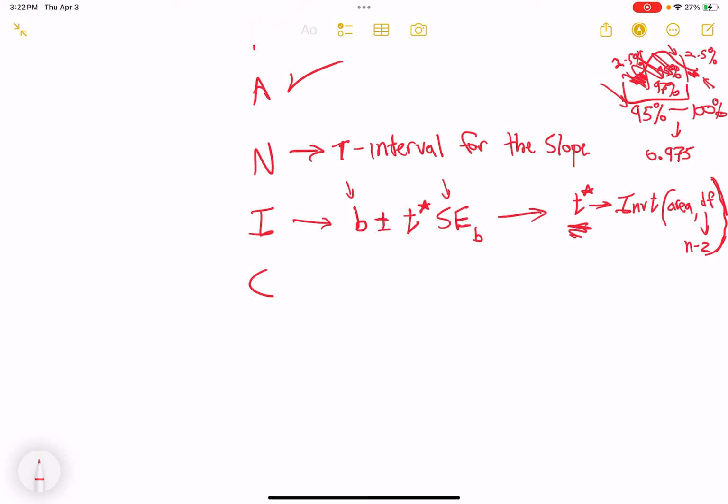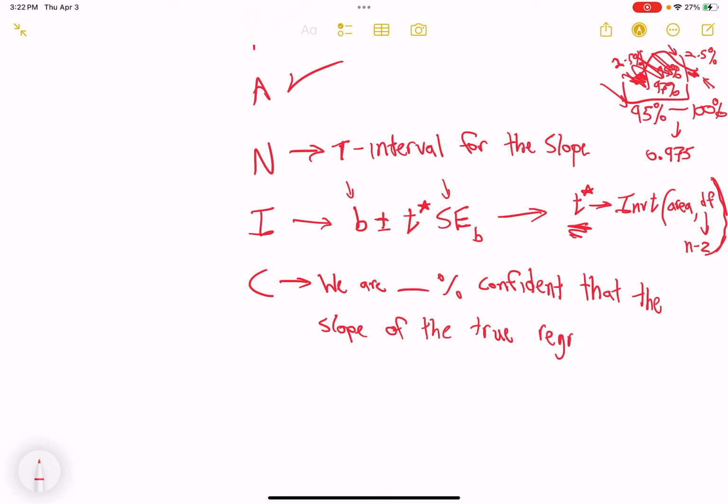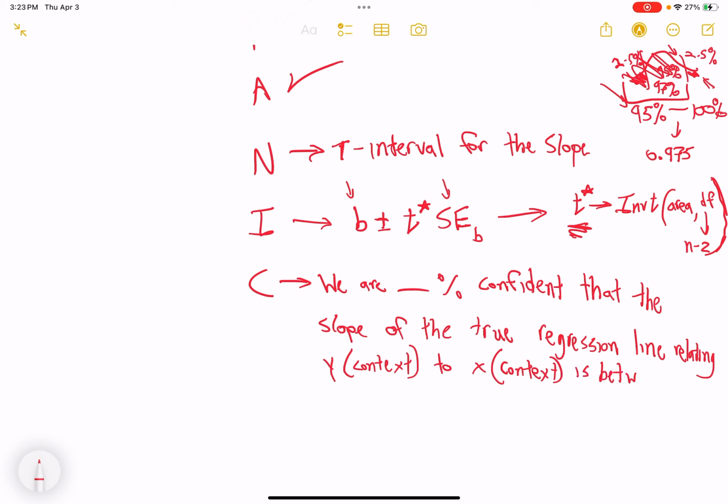And for our conclusion, we will say, and you see this in the slides, this is the last thing we're going to do: we are blank % confident that the slope of the true regression line relating y in context to x, again in context, is between blank and blank.